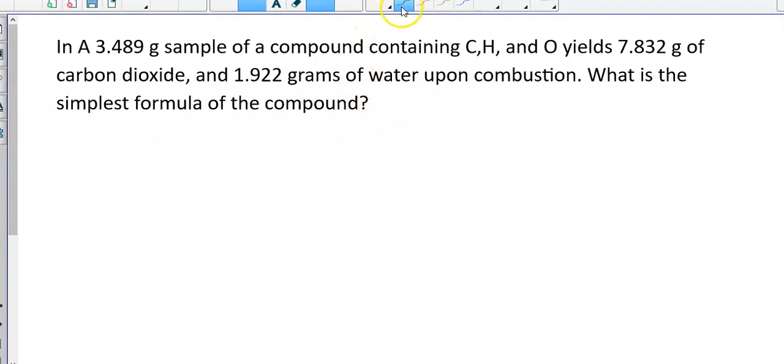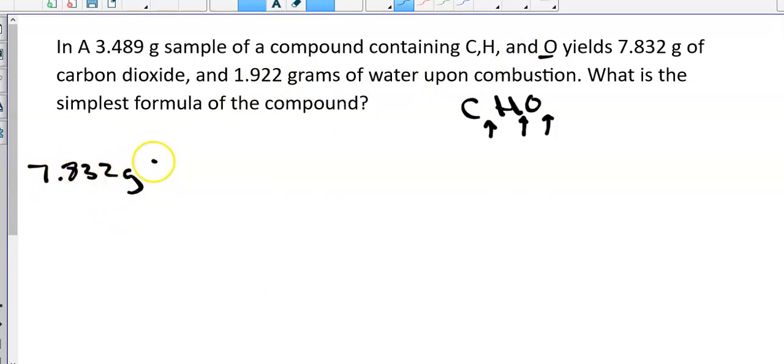The first thing you should do: we're trying to find the formula of a simple hydrocarbon that has oxygen, so C, H, and O, and we want to know the numbers that go here. To do that, we do a series of steps. I'm just going to teach you the short way. You take the grams of carbon dioxide, which is 7.832, and you convert them to grams of carbon.